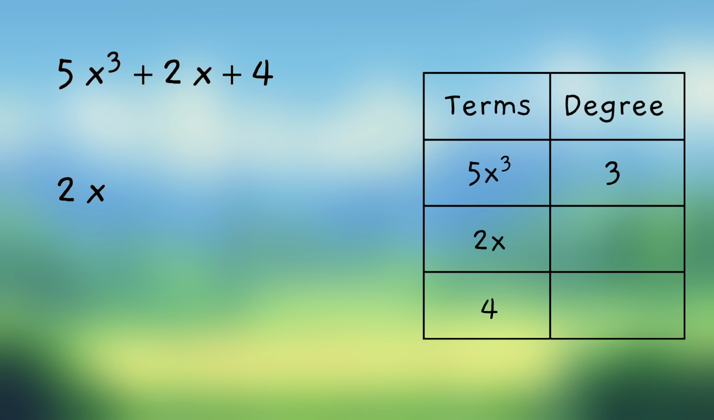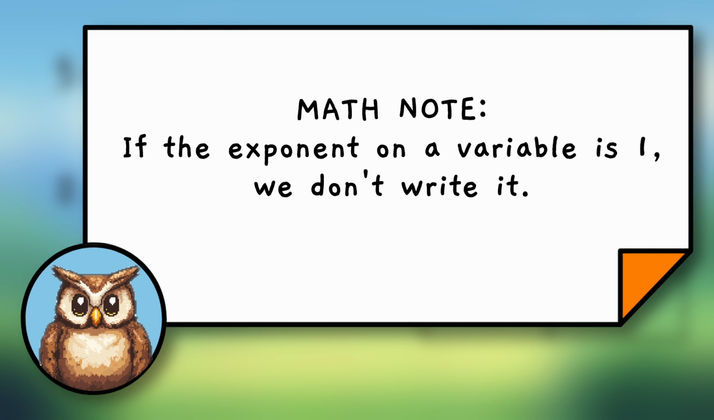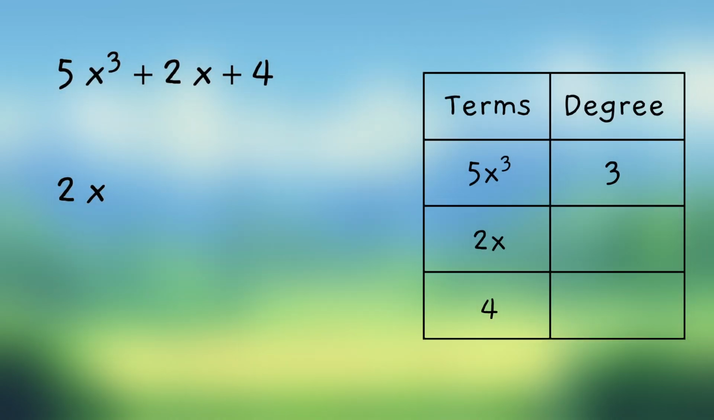So the term 2x actually is the same thing as 2x to the first power. So when we raise the variable to the first power, we just don't write the 1, we leave it off. But since the exponent is 1, that means the degree of the term 2x is 1. Now let's look at the last term, 4.